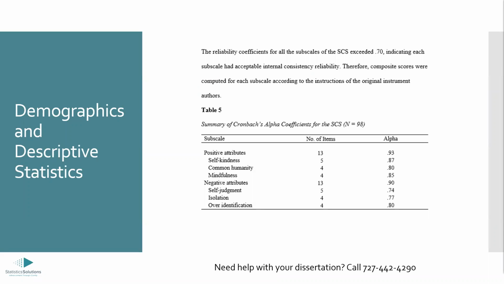And then here's an example of how you might present reliability coefficients or Cronbach's alphas. In this table, we have a number of different scales and subscales that we have computed reliability coefficients for. We present the number of items in the scale as well as the computed reliability coefficient or Cronbach's alpha.